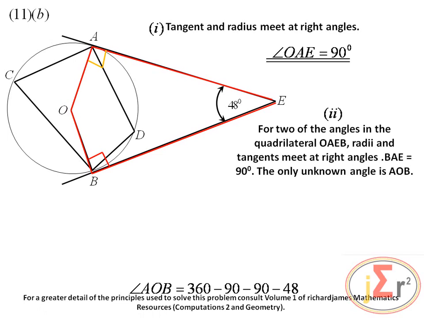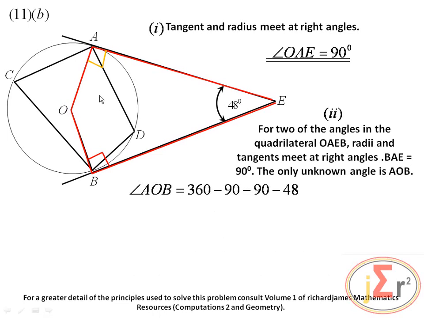So we have what? AOB is equal to quadrilateral. All its angles in a quadrilateral will be 360 degrees altogether. And we are going to subtract this one, which is 90 degrees. This one is 90 degrees. And of course, this one is 48. So AOB is equal to 132 degrees. Now, don't forget, tangent meeting radius 90 degrees. So we have two angles of 90 degrees, and this one is 48. So we are going to subtract from 360.